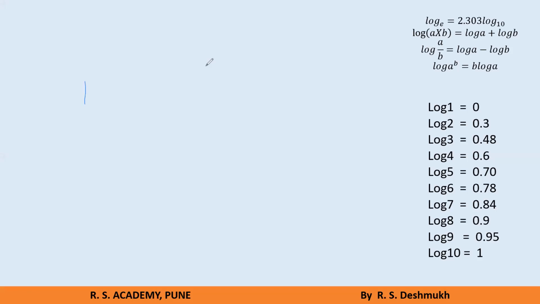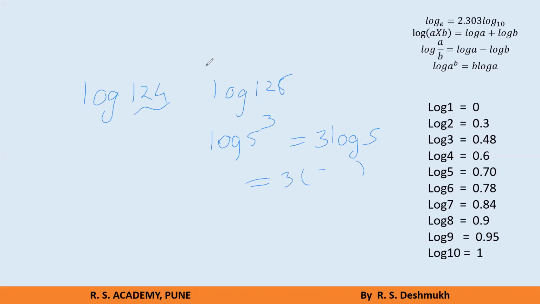Suppose I am finding out the value of log of 124. Just see, this 124 is near to 125. Let us consider it is log of 125. But I know that this 125 can be written as 5 raised to the power 3. So you can say it is 3 log 5. So it will be 3 into log 5, which is 0.7. So what the log will be? 2.1.